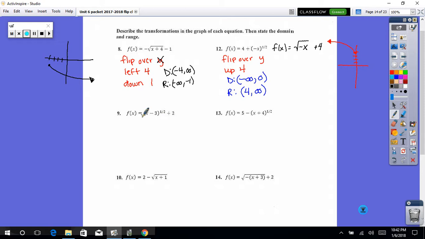Okay, again, number 9, that fraction of 1/2 up in the exponent is taking the place of the radical over this x minus 3. So if you just want to go ahead and draw it in there so you don't mistake that. Okay, and this one is going to the right 3 and up 2. Out to the side, we'll sketch a picture, right 3, up 2. It's a square root function, so he looks like that.